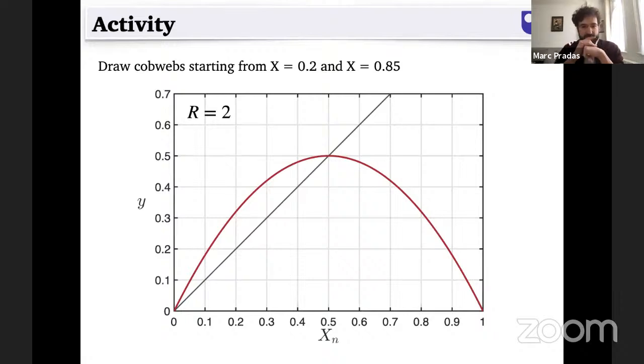Remember that the first line has to be a vertical line from x down to the function line. And then after that, you draw a horizontal line to the baseline and then a vertical line to the function line. So the first one is always a vertical from x until you meet the function line in red.